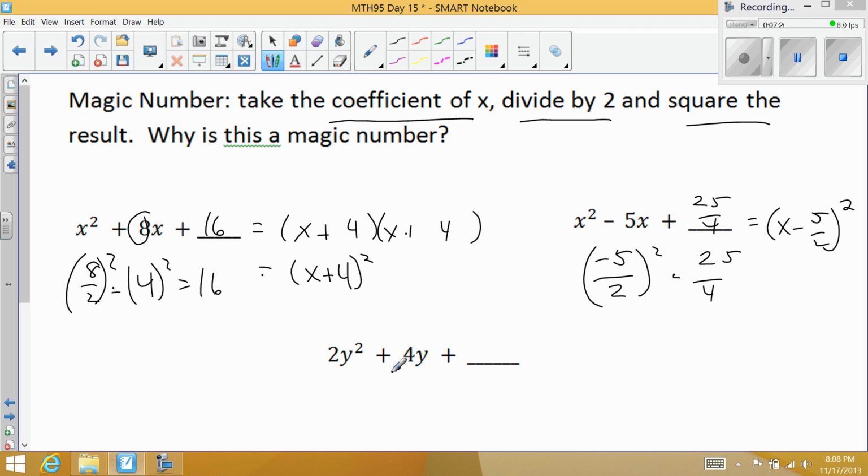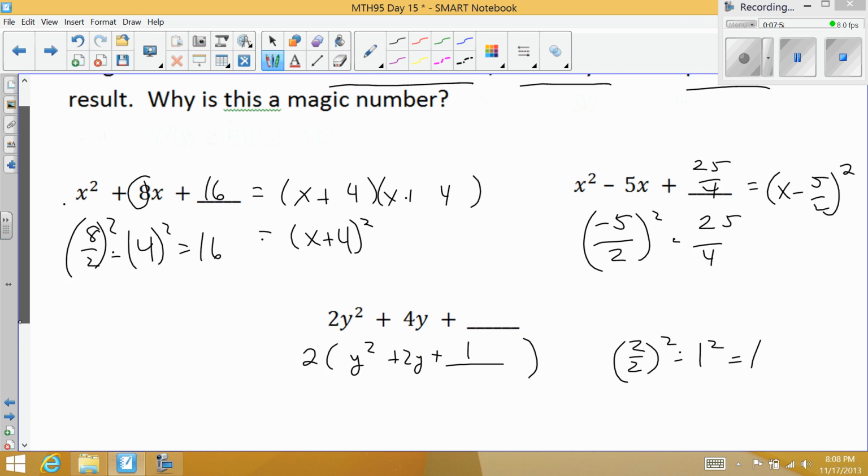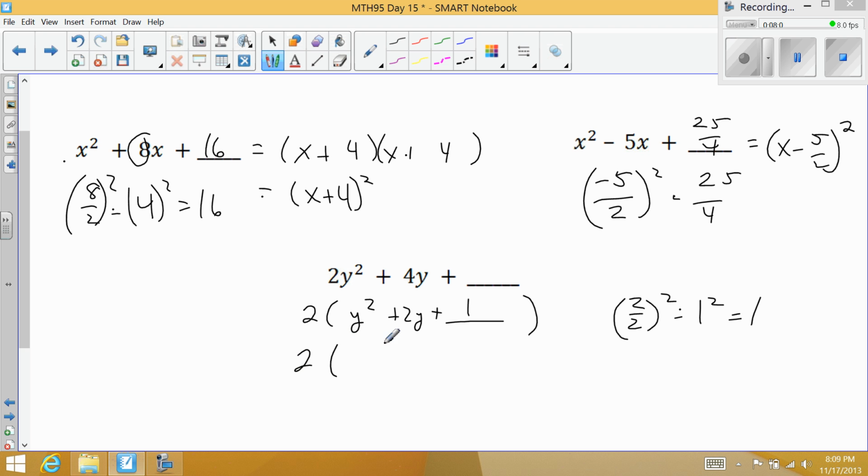The next one's a little trickier because of this 2. For this magic number to work, I actually need my leading coefficient, my a value, to be a 1. So what I'm going to do here is first factor that out. Now that my leading coefficient is a 1, I can take half of 2, squared, which is 1 squared, which is 1. And then my 2 sitting out here, this will now factor to y plus 1 times y plus 1, or y plus 1 squared.